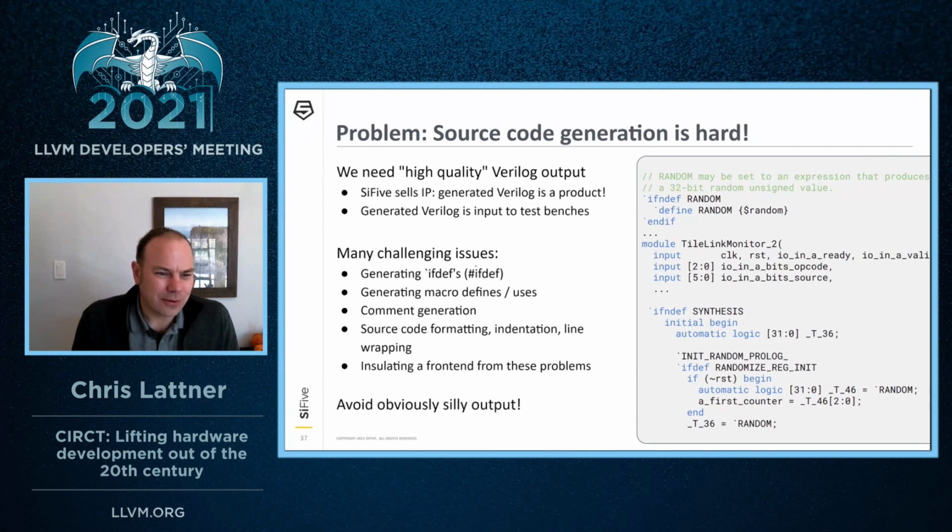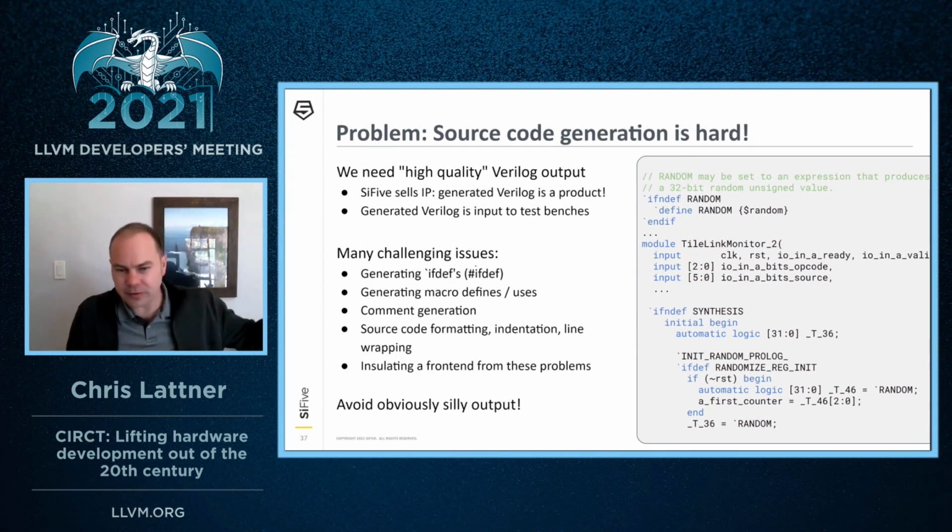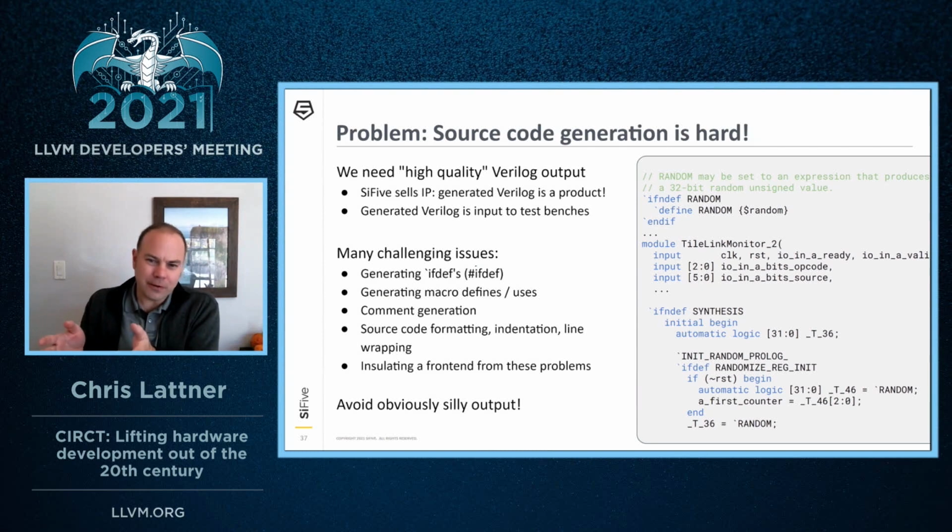Next. So one of the things that we've struggled with is that we're generating Verilog source code. And the reason we do this is that we have all these complicated systems that then produce Verilog, and we at SiFive take that Verilog and we sell it to our customers, right? And so when your customer is looking at the Verilog that you sell them, you actually want it to be pretty good, at least not embarrassing, right?